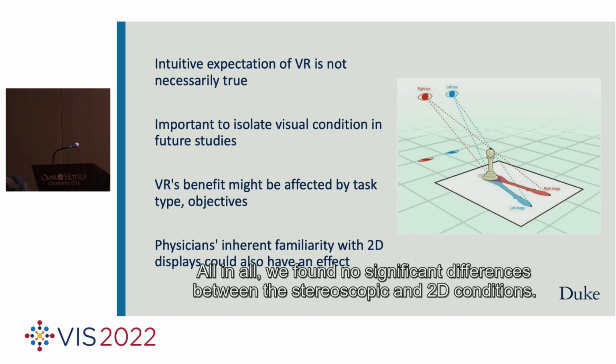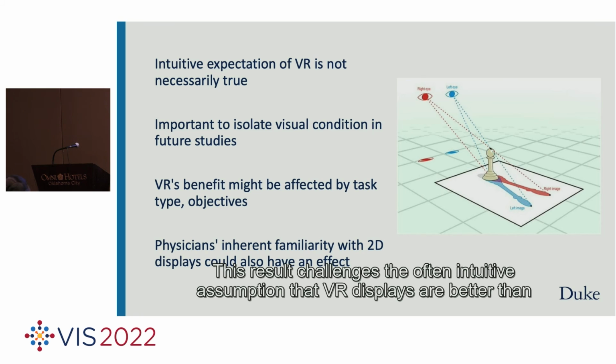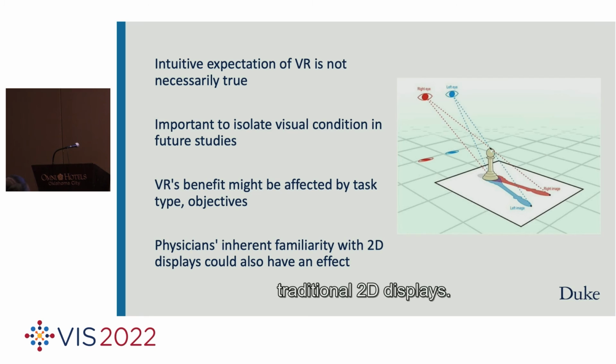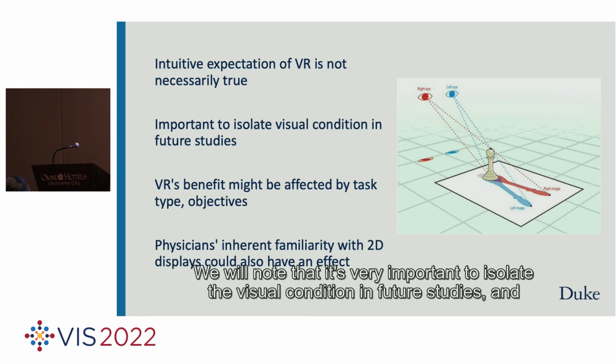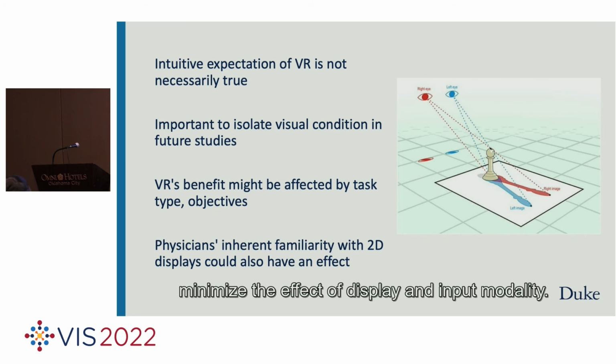All in all, we found no significant differences between the stereoscopic and the 2D visual conditions. This result challenges the often intuitive assumption that VR displays are better than traditional 2D displays. We will note that it is very important to isolate the visual condition in future studies and minimize the effect of display and input modality.